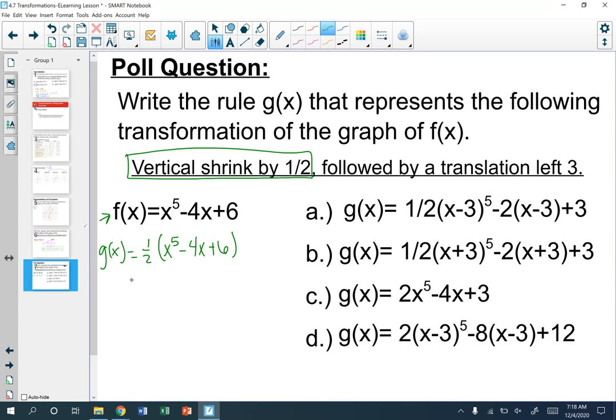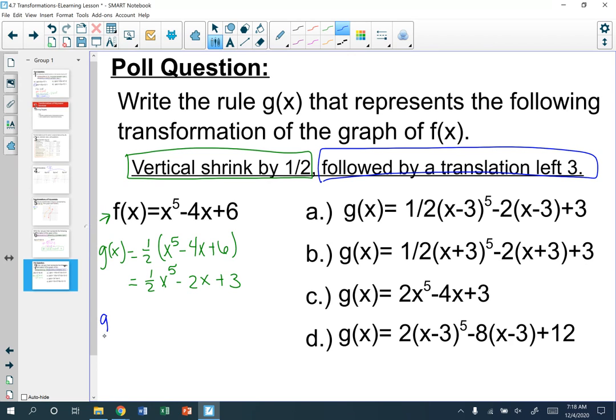Right, so now I'm going to distribute my 1/2 in. I get 1/2 x to the fifth. 1/2 of 4 is 2, and 1/2 of 6 is 3. Perfect. Done with that step. Moving on. Followed by translation left 3. So that's going to be adding 3, but it's going to be on the inside, remember.